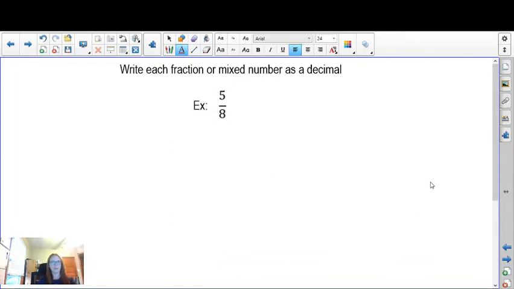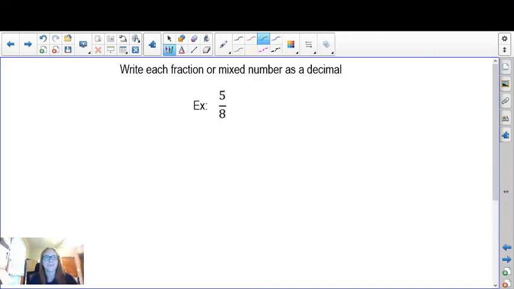All right, write each fraction or mixed number as a decimal. So this is going to be the, yeah, we all hate you, Miss Kimmy, type of day. We're going to actually remember how to divide longhand.